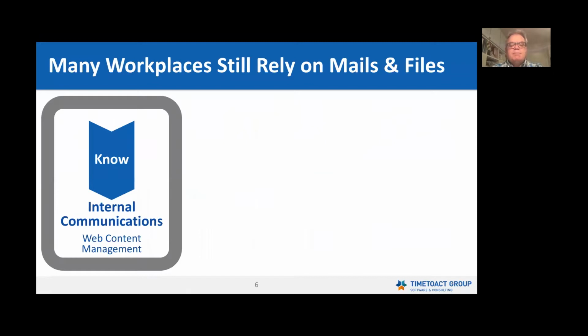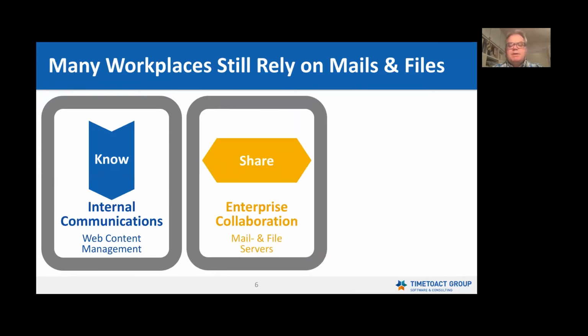And that is because they have basically got three disciplines in the digital workplace. One is for what the employees should know, which is usually driven by internal communications. It's basically top-down communication, and internal communications usually use a web content management system for this. The next discipline and the next part of the digital experience is collaboration, and many companies still use mail and file servers for collaboration, which are of course very, very poor at that.